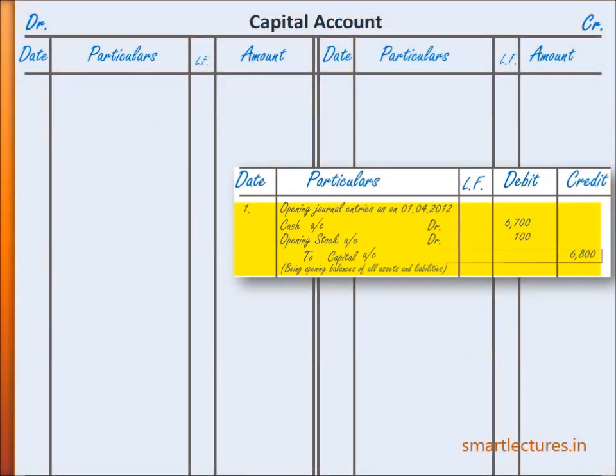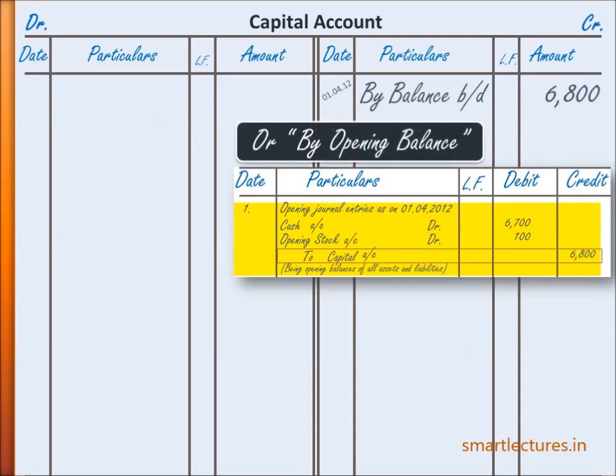Now capital account. Capital account has been credited by rupees 6,800. It means credit capital account, or write down 6,800 on credit side of capital account on 1st April 2012. So what will be the narration? By balance BD, or you can write down by opening balance. So you should write down whatever your teacher suggests you. If he likes to write down by balance BD, then write down by balance BD, otherwise you can write down by opening balance. But I'll prefer by balance BD rupees 6,800.